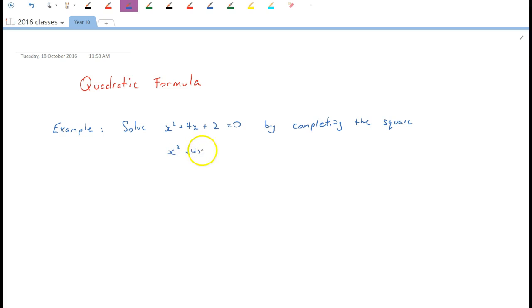What I've suggested we do is that we get rid of the 2 initially and put it on the other side. We clear a space for our completed square: half the 4 is 2, square it is 4, and add 4 to both sides. So we end up with x squared plus 4x plus 4 equaling 2, and then these therefore dots are important. Therefore we've created this perfect square, x plus 2 squared on the left, and we've got 2 on the right.